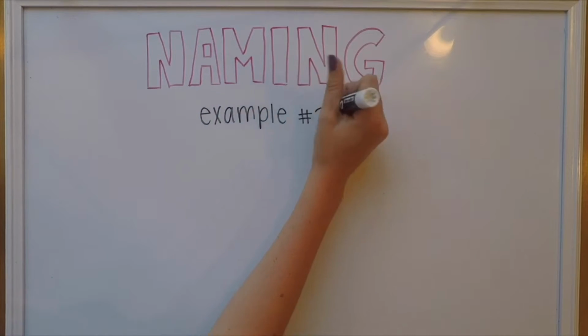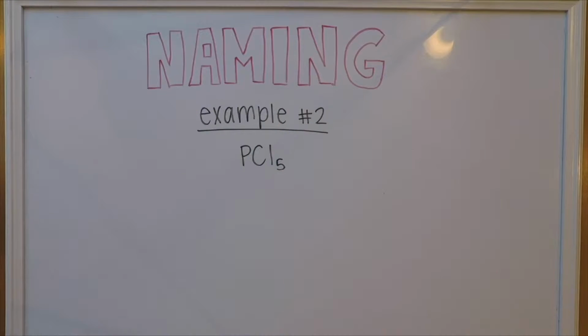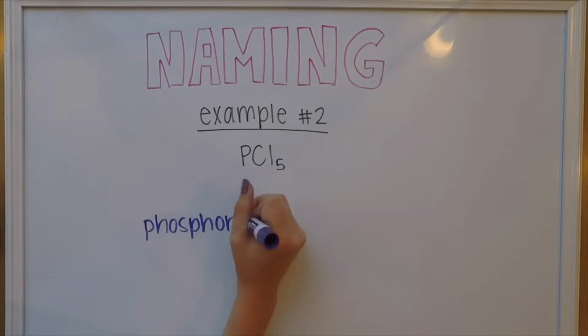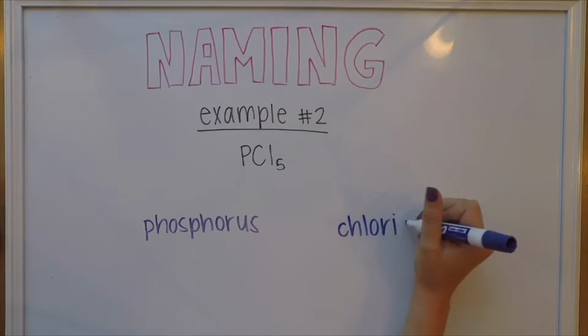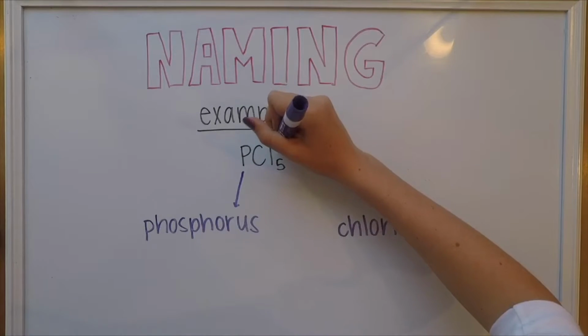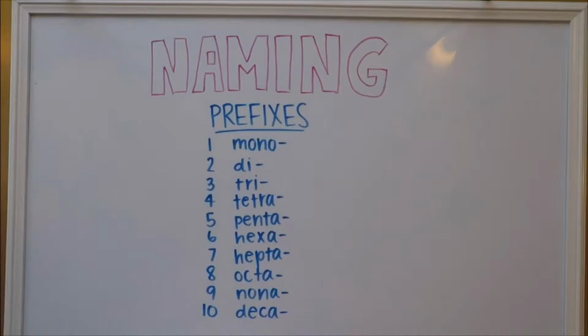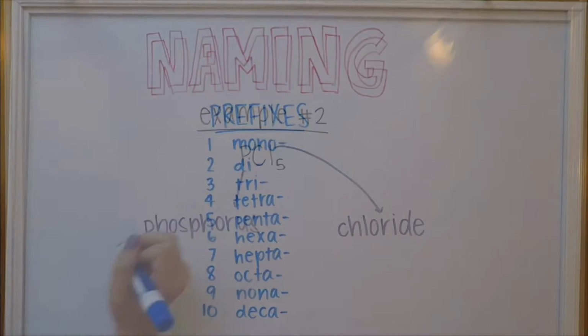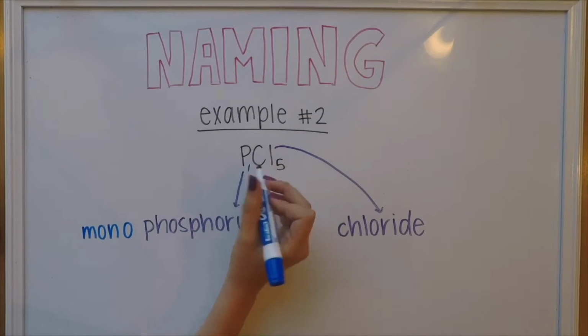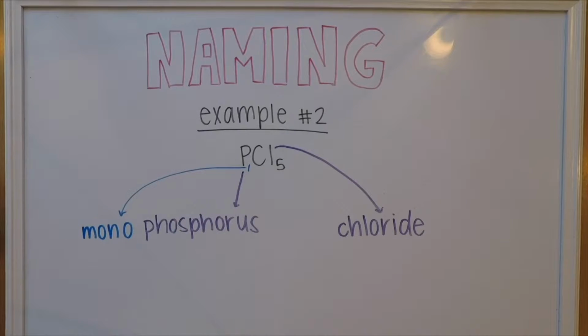Our second example is PCl5. Once again, we start with the element name of the first element, which is phosphorus. Second, we use the IDE name of the second element, which is chloride. Third, add the prefixes to both elements. Here's a quick refresher of the prefixes. Since there is only one atom of phosphorus, add mono to the front of phosphorus.